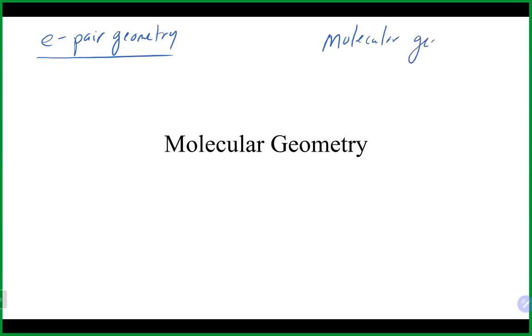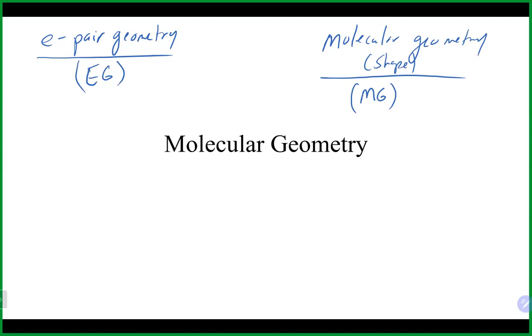And geometry is basically the arrangement of the electrons around the central atom and also the overall shape of the molecule. And there are 2 types of geometries we're going to talk about: electron pair geometry, which describes how the electrons are arranged around the central atom, and molecular geometry, which is sometimes referred to as the shape. That's what the overall molecule structure is. I'm going to abbreviate this as molecular geometry from this point on, and EG for electron pair geometry.